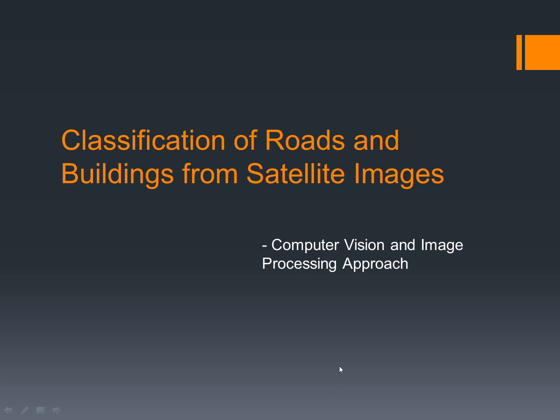The project on which we worked is titled Classification of Roads and Buildings from Satellite Images, and in this we have used a computer vision and image processing approach. We have used various image processing techniques and algorithms, and at a later part of this project we also trained a CNN model, which gave an accuracy of 92%. Okay, let's move on.